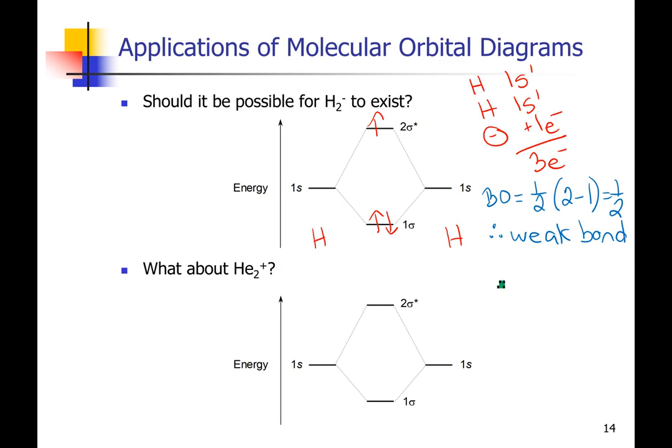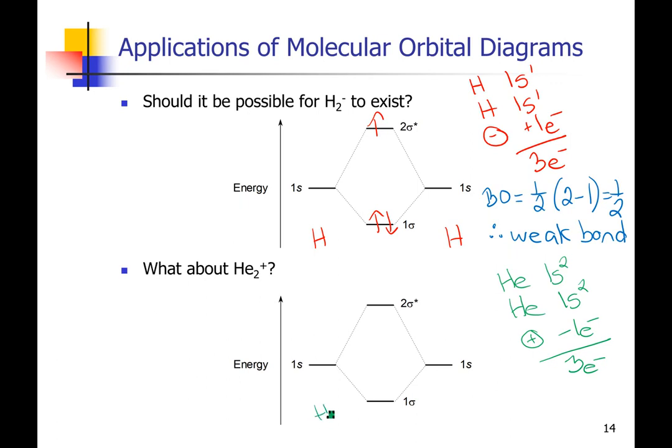How many electrons are involved? So we have a helium atom, which has 2 electrons, and a second helium atom, which also has 2 electrons. This time we have a plus charge, so that means we're going to be removing 1 electron from the total because cations have lost electrons. That's how they obtain the positive charge. And so again, we have 3 electrons to fill into our molecular orbital energy level diagram.